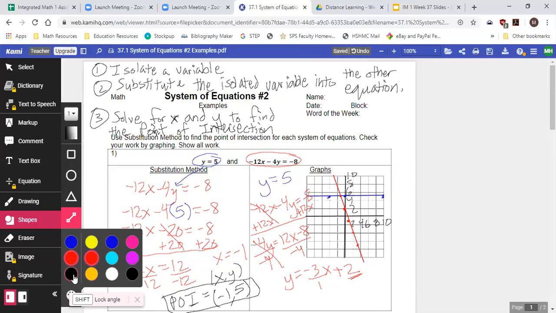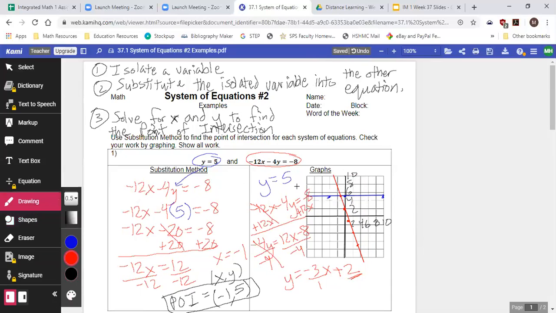And you'll see that our point of intersection is right here. And that coordinate is at negative 1, 5. So the graph, negative 1, 5 as the point of intersection, does match the substitution method, which is negative 1, 5. Any questions?